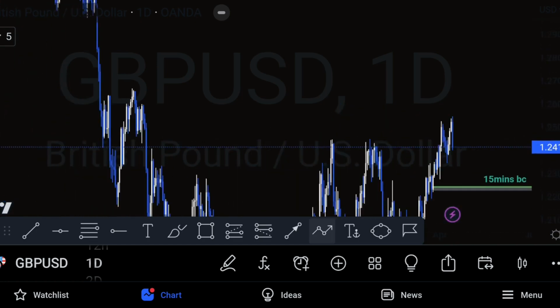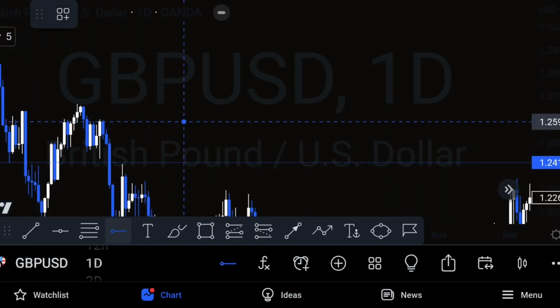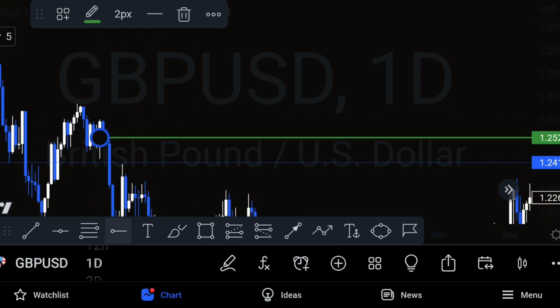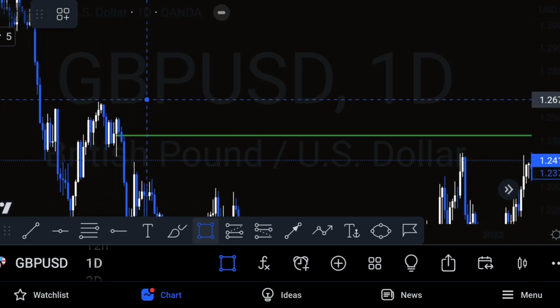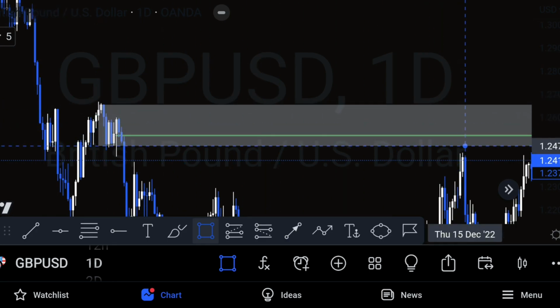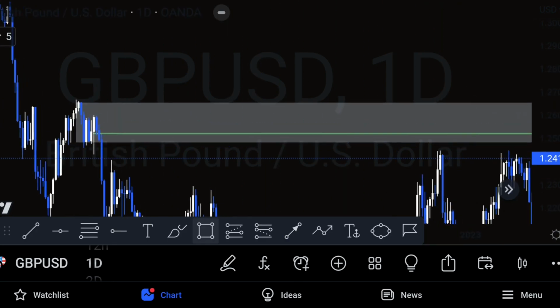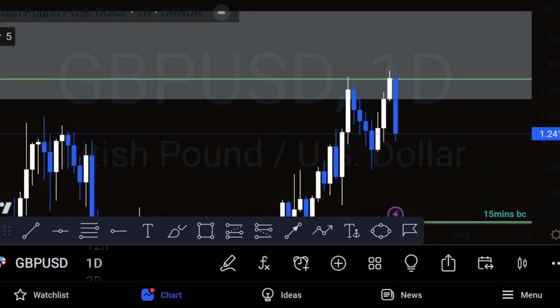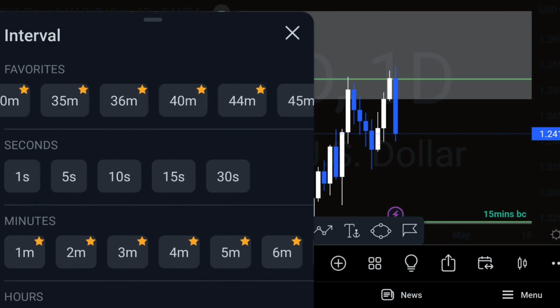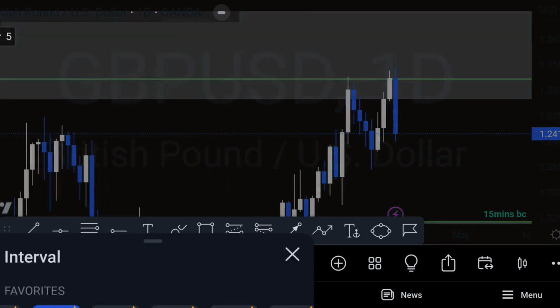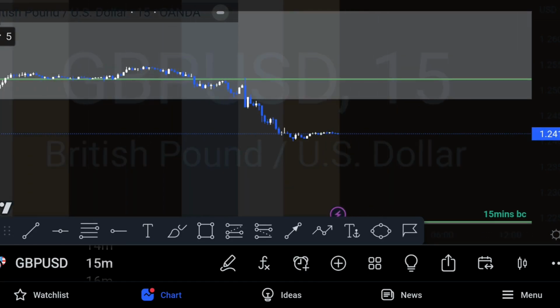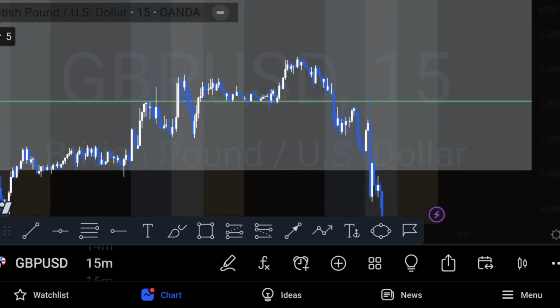Looking right here, you can see this daily supply zone, and we also have a daily order block right here. Price came and tapped into that zone, tapped into the daily order block. Now drop down to the 15 minutes, looking for a reversal. And what do we have here? You can see right here.